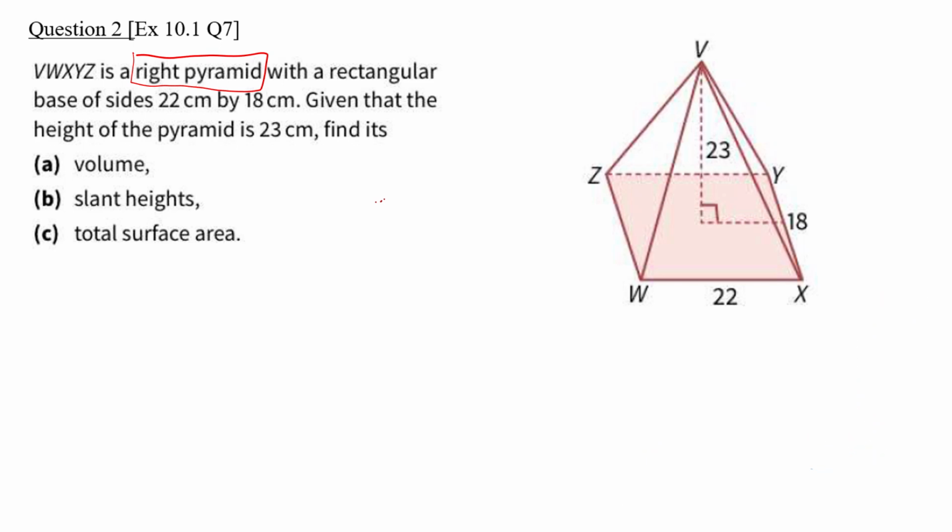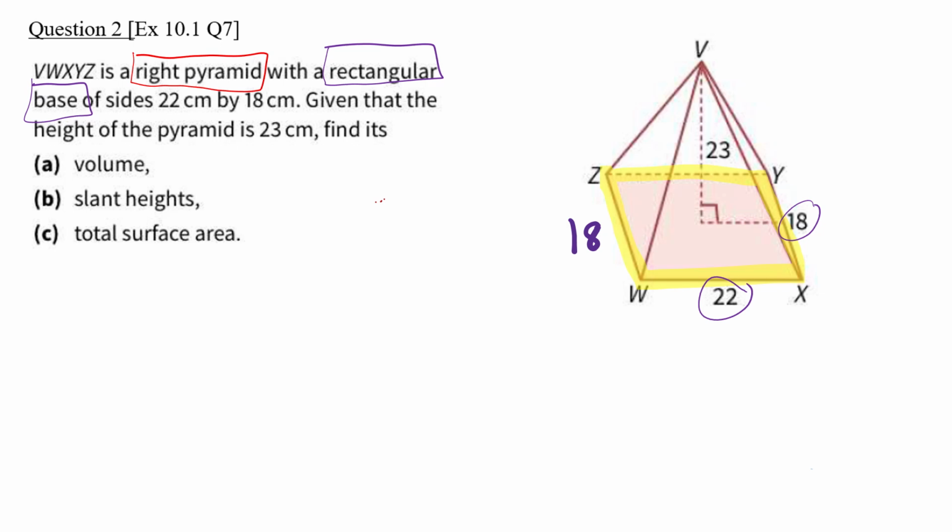The next question you may have to take note of is this thing called rectangular base. What's the difference between a rectangular base versus a square base? If you have a square base with all four sides equal, then you would have all four triangles identical to each other. If it's a rectangular base, it's a different story, because for a rectangular base, the length is not the same as the breadth. Here the length is 22 and the breadth is 18.